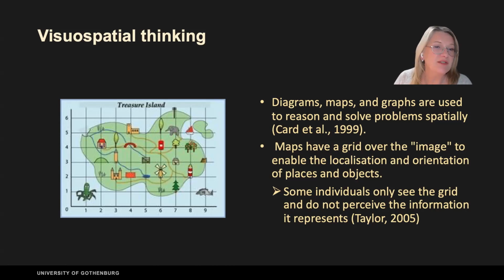In preschool, children are introduced to simple maps that help them understand and interpret their world. These maps have a grid overlaying the image to facilitate the location and orientation of places and objects. However, research has shown that for some individuals, the physical structure of the grid becomes more prominent than the actual information it represents, which becomes the background.